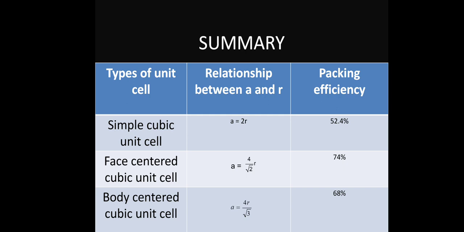From here, we can say that the face-centered cubic unit cell is the most efficient way of packing. So that is how we calculate the packing efficiency of various types of unit cells.